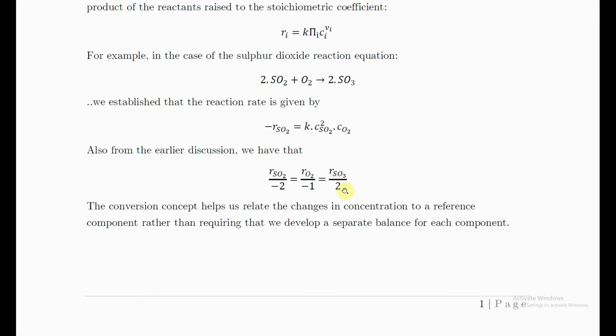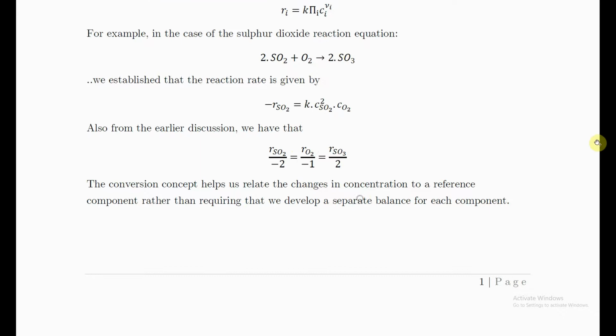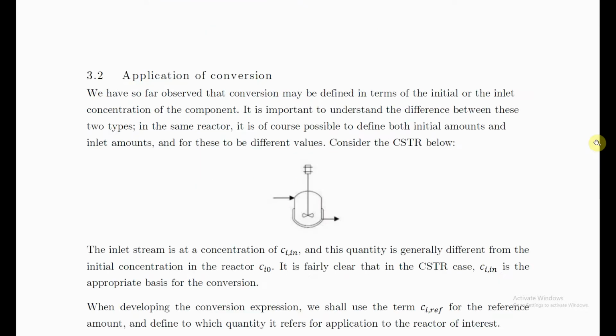And in a similar way, we can say that SO3 is formed twice as fast as O2 is consumed, and it's formed at the same rate at which SO2 is consumed. So this very much agrees with what we expect here. So that's an important thing to establish for developing our mole balance. And now let's look at conversion.